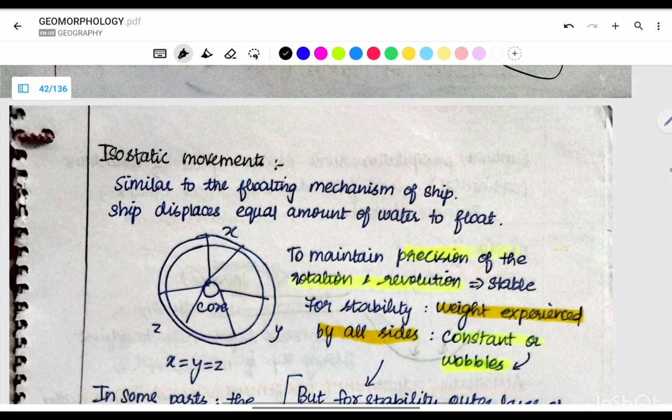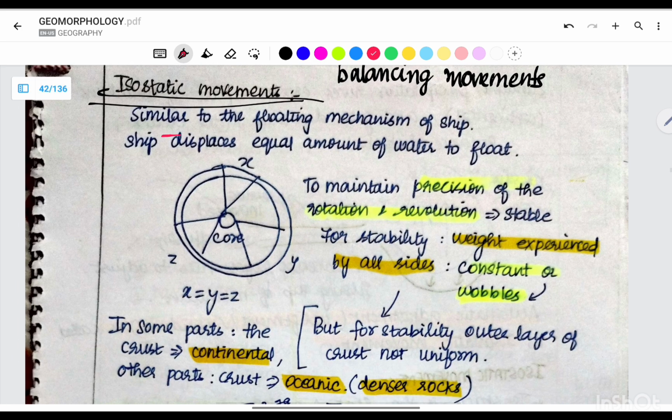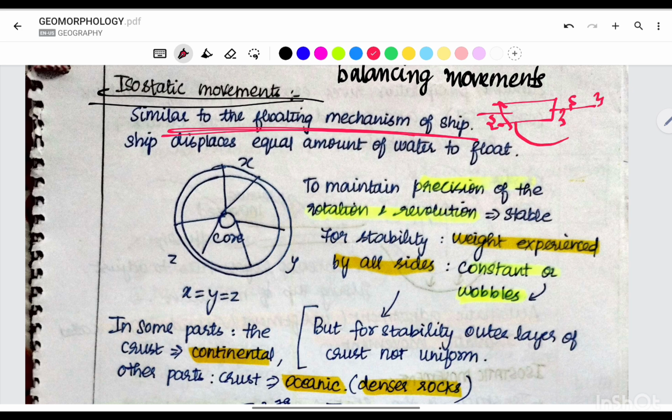Next, we are going to see the isostatic movements. What are isostatic movements? They are balancing movements, right? To maintain a balance is what we call isostatic. It is similar to the floating mechanism of a ship. When a ship is floating, an equal amount of water is displaced to another place, so that it maintains a balance.